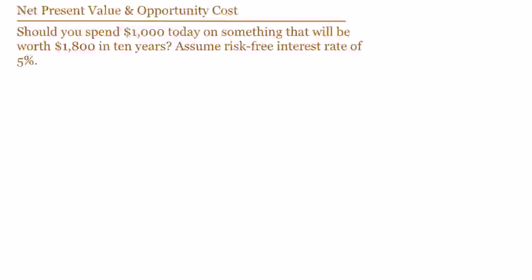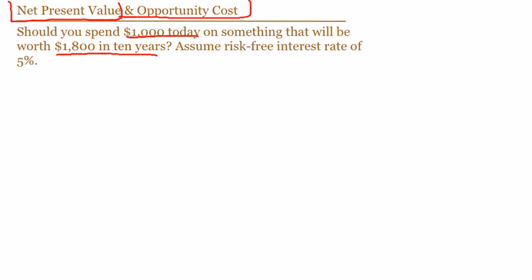In this video, I'm going to talk about a topic called net present value and show how it can be viewed as a form of opportunity cost. Suppose we have a business decision where something will cost $1,000 today, and 10 years down the road we expect that thing to be valued at $1,800.